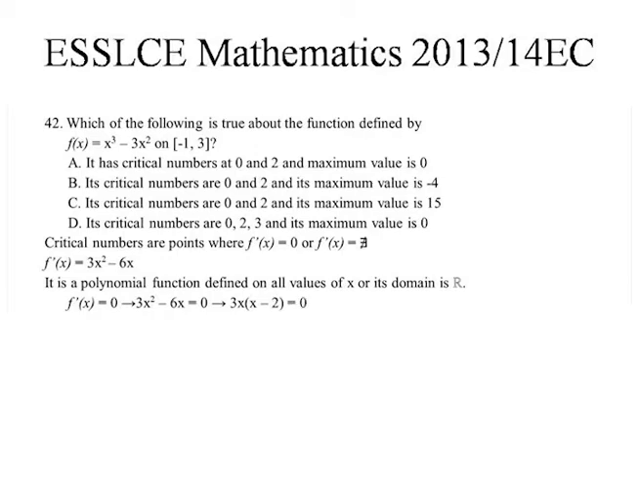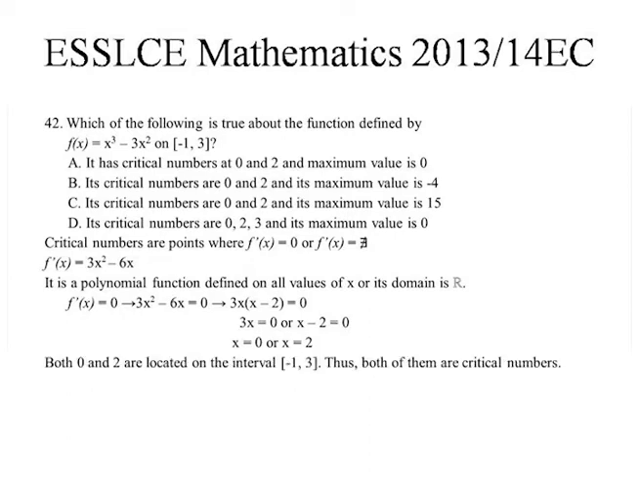This expression becomes 0 either when 3x is equal to 0 or x minus 2 is equal to 0. 3x is equal to 0 when x is equal to 0, or x minus 2 is equal to 0 when x is equal to 2. Now we have to check whether these numbers are on the specified interval or not. It's clear that both 0 and 2 are on the interval -1 up to 3. So both numbers are critical numbers.